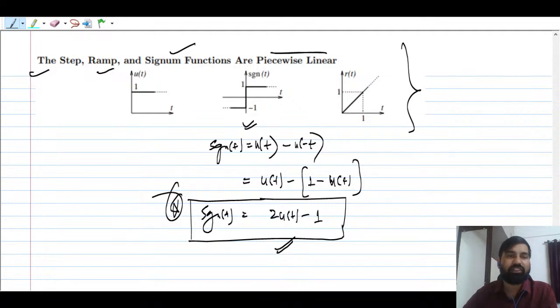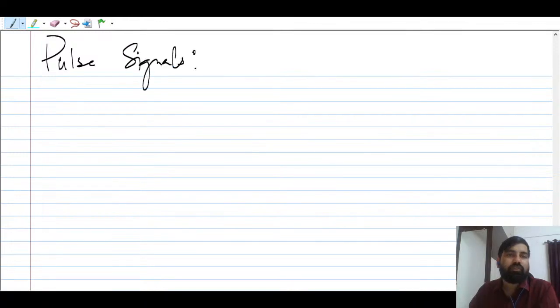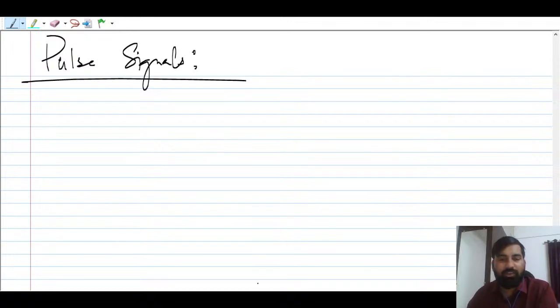Next comes the pulse signals, right? And there are two pulses only which we will use as standard. We will call them pulse signals. After the unit step and ramp, we get the pulse signals. There are two kinds of pulse signals. One is called the rectangular pulse, and one is called the triangular pulse, right? So rect of t, we call it the rectangular function.